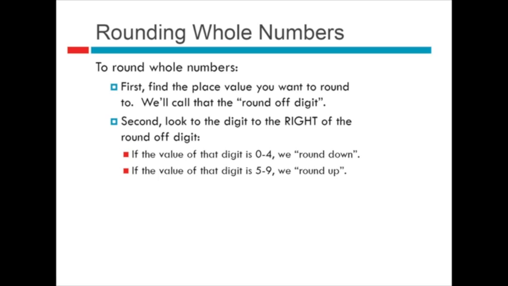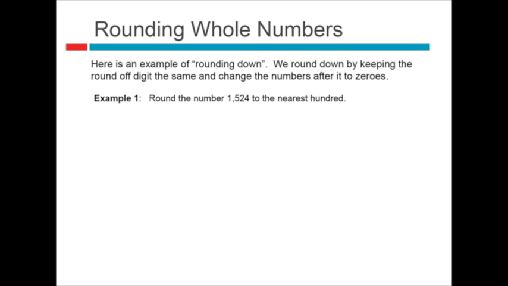which I'm going to show you an example of how to do in just a moment. If the value of that digit is 5 through 9, we're going to do something we call rounding up, which I'm going to also show you an example of in a minute. So first, let's start by rounding down. We round down by keeping the round-off digit the same and changing the numbers after it to zeros.